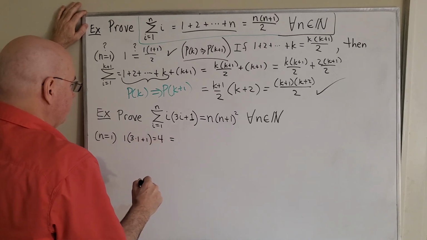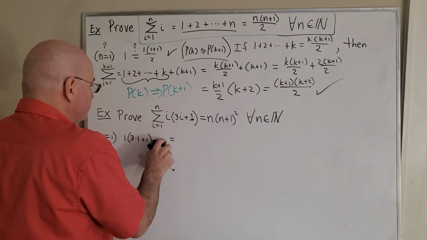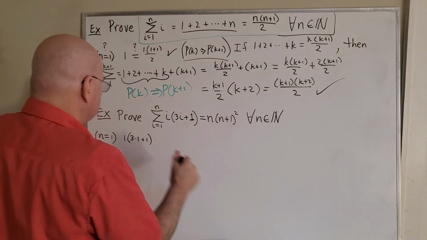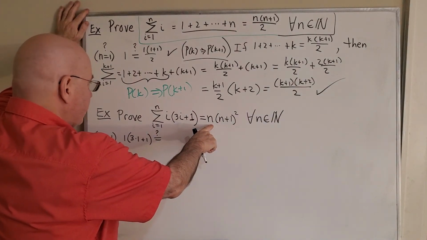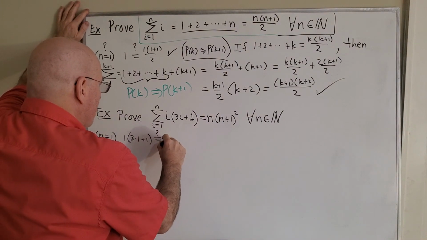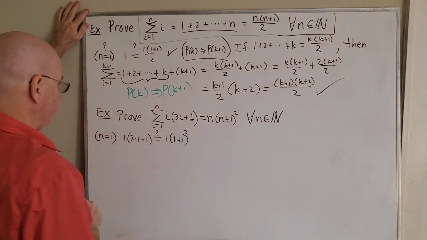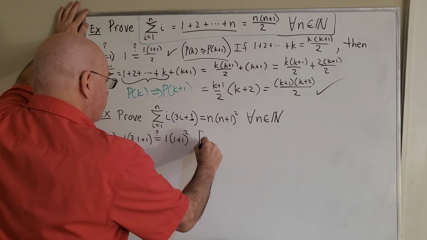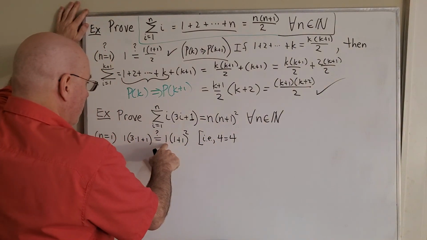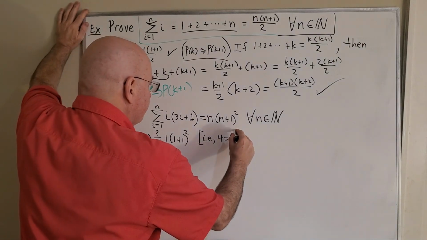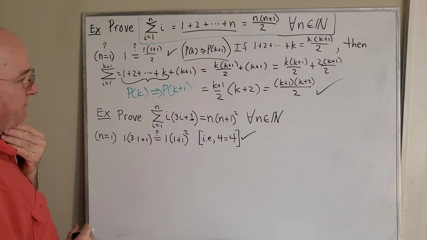And is that equal to, question mark, if n is 1, it's 1 times 1 plus 1 squared. That gives us, in other words, 4 equals 1 times 2 squared, 4. Base case works just fine, as expected.